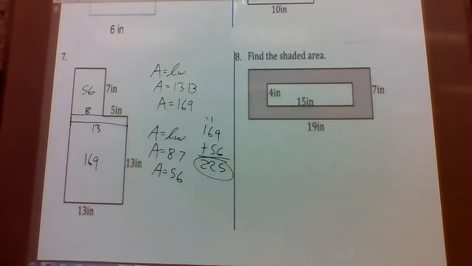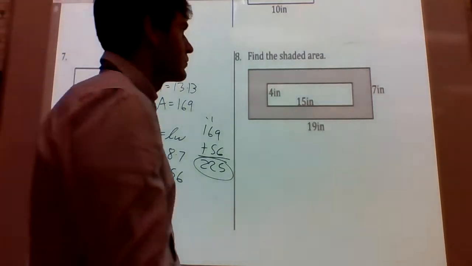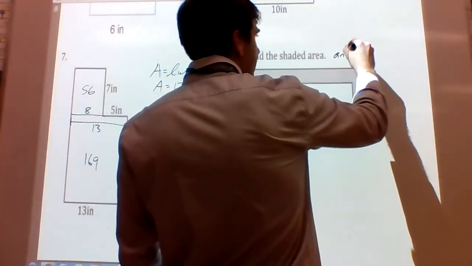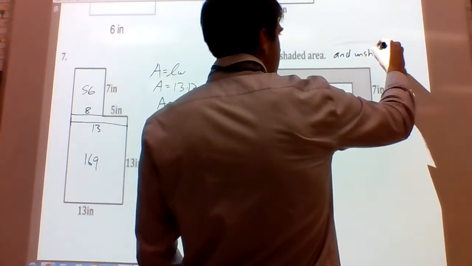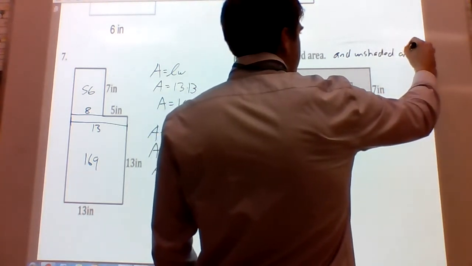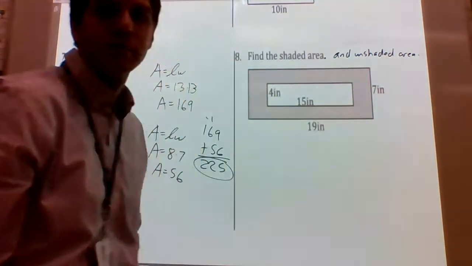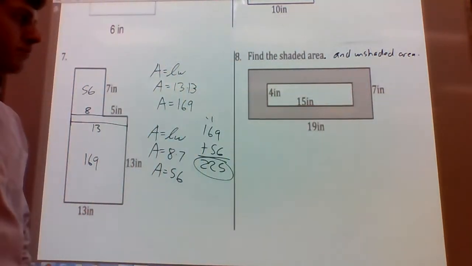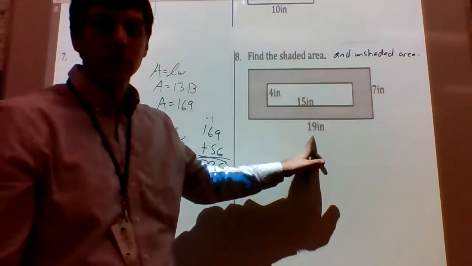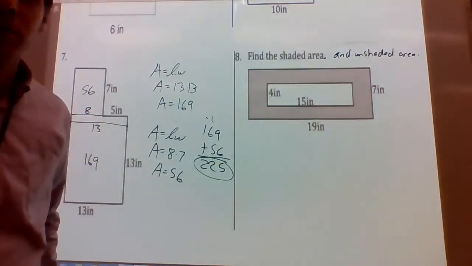Number 8, they're asking to find the shaded area. So I'm going to add on to it: find the shaded area and unshaded area. Okay, so we have 2 rectangles here. We have a big rectangle on the outside and a small rectangle on the inside.